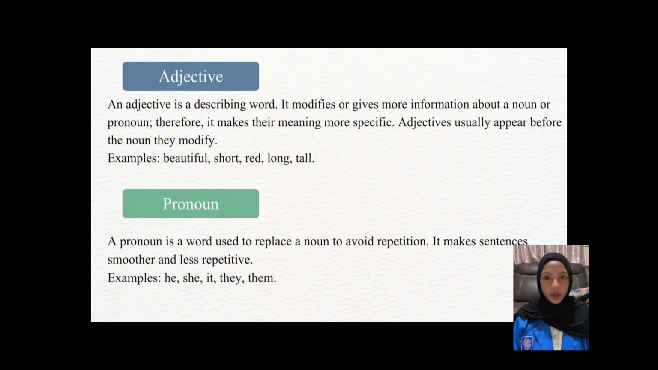The next is pronoun. A pronoun is a word used to replace a noun to avoid repetition. It helps make a sentence smoother and less repetitive. Examples are he, she, it, they, and them. So instead of saying Anna is kind, Anna helps people, we can say Anna is kind, she helps people. That's how pronouns make your sentence sound more natural.